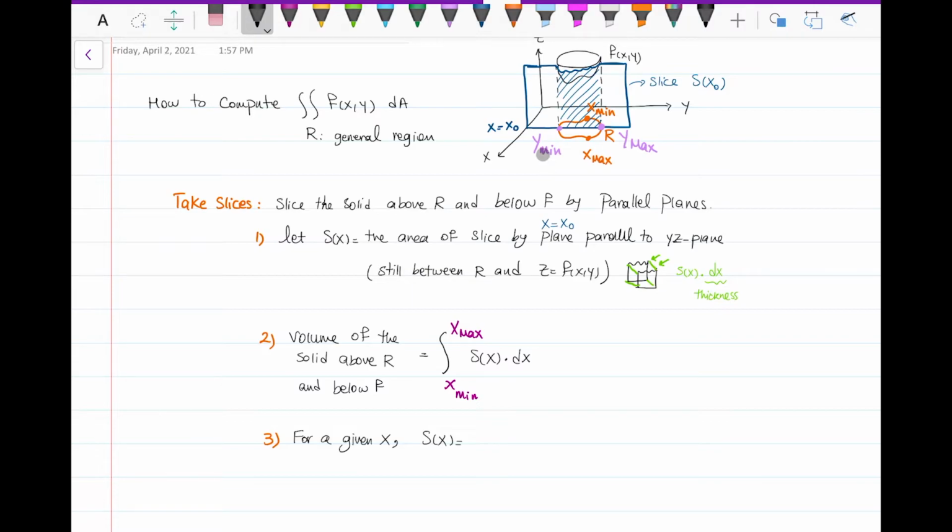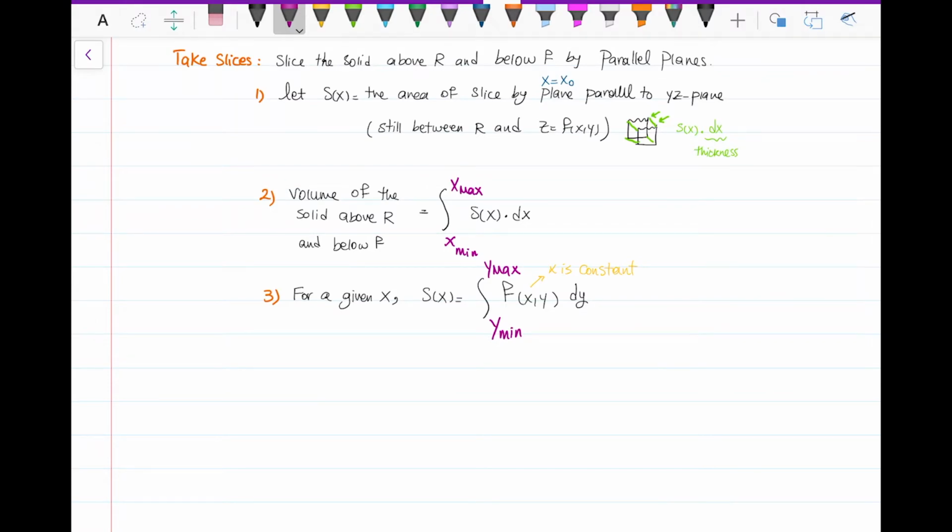And the area of any slice is basically a two-dimensional area, okay? So this is just a simple single integral of f(x, y), where y is changing and x is fixed, so x is a constant. X is constant, it's x naught in any of the slices. And it is from y min to y max. Okay, great.